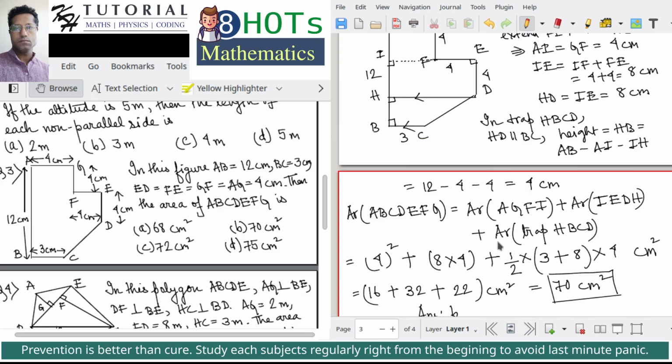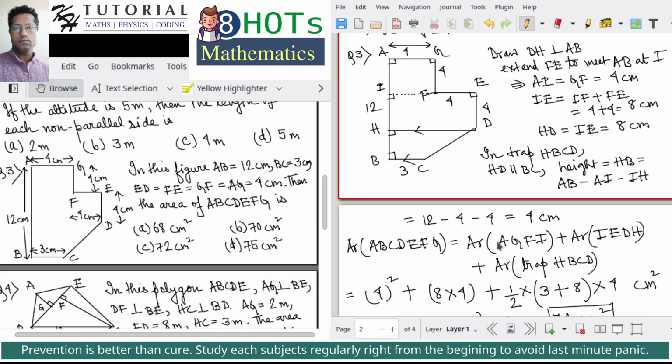So the important concept was to observe the figure, what dimensions are available, and how you will divide the figure into rectangles, triangles, trapeziums or squares, so that you can find the area of those individual trapeziums and rectangles or triangles or parallelograms and add their areas.